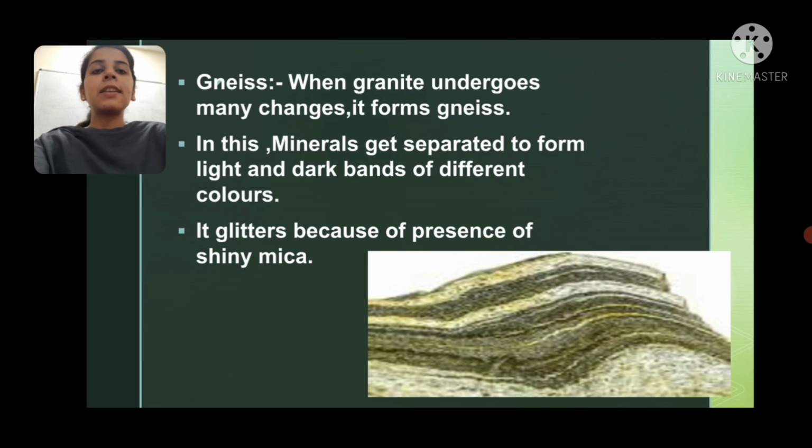Next one is gneiss. So when granite, you know granite is an igneous rock, undergoes many changes, it forms gneiss. And in this, minerals get separated to form light and dark bands of different colors, and we can see these light and dark bands. And it glitters, it shines because of the presence of shiny mica.